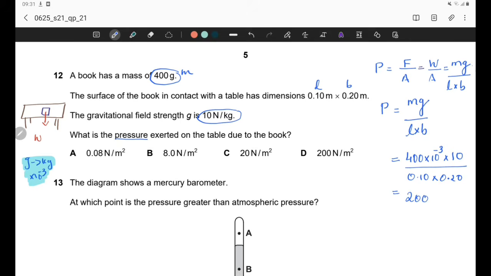The pressure unit is Pascal, but that is not given in the options. So we can look at the equation again. We can understand pressure is force over area. So from this we can identify the other unit of pressure. The unit of force is Newton over the unit of area, which is meter square. So this is the other unit of pressure. So our answer is 200 Newton per meter square. Therefore the correct answer is option D.